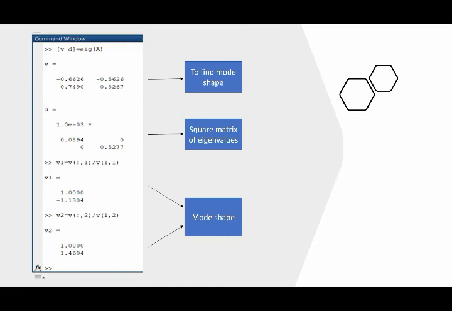For the next step, we need to find the mode shape. First, we take [V, D] equal to eig of A, where D is the square matrix of the eigenvalues. Then we find the first mode shape as V column 1 over V(1,1), and the second mode shape as V column 2 over V(1,2).